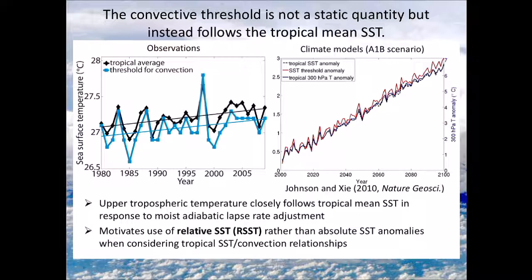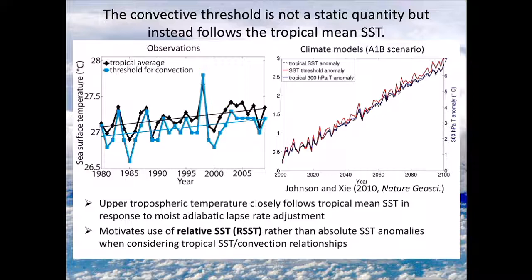So this is work that I did about 7 years ago now. That's showing how a measure of the convective threshold varies in both observations on the left and climate models. These are CMIP-3 models on the right. And you can see in both observations and models that the convective threshold closely follows the tropical mean SST.